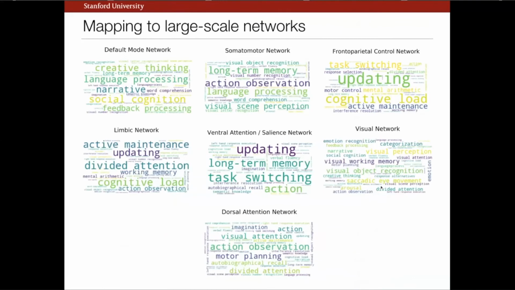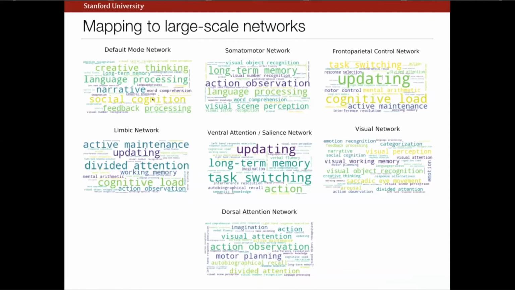We can also ask, how do these relate to large-scale networks? When you look across the different large-scale networks in terms of their overall mapping onto cognitive functions, do they make sense? Some of them certainly do. The visual network, you get lots of stuff related to vision. The parietal control network, you get things related to task switching and updating, load and maintenance. Dorsal attention network, you get a little bit messier. You get attention, action observation, and also motor planning.